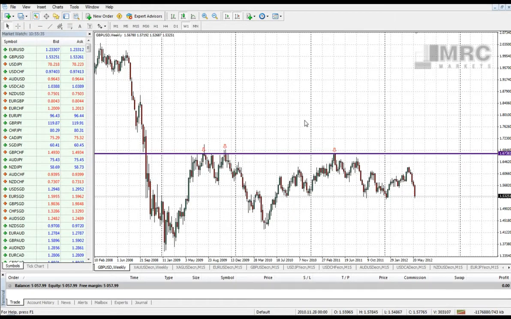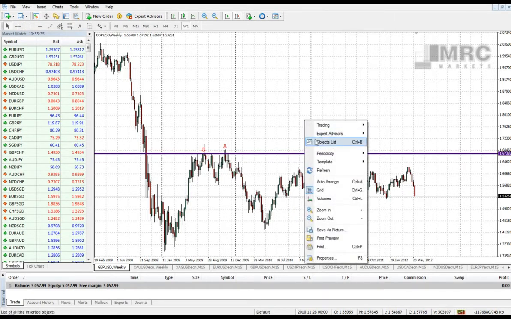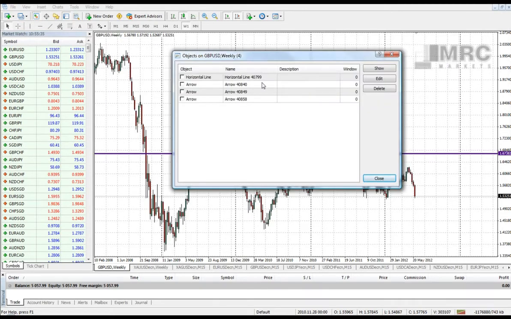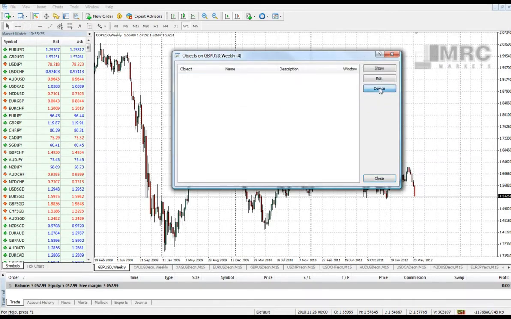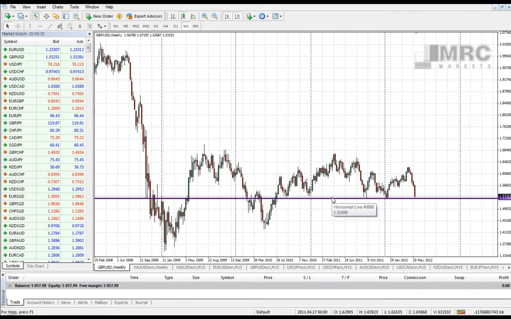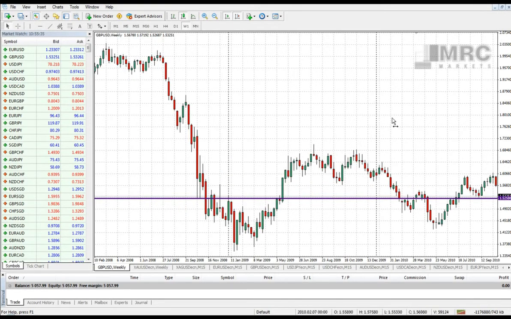And the opposite of a resistance line is a support line. And this is where I'm going to draw it again. So you click on the horizontal line there, click and hold, and you drag it to an area where you think there have been a lot of buyers coming in. And there's a good level here. This is the 1.5258 level. You can see it a bit clearer if we zoom in actually.